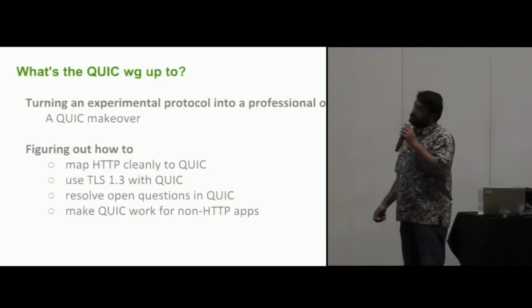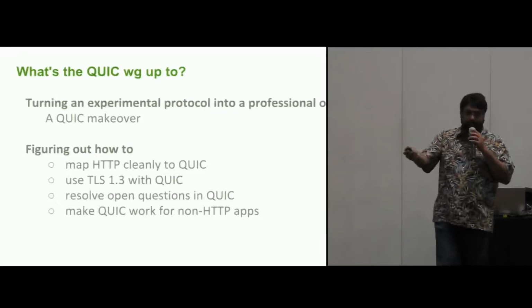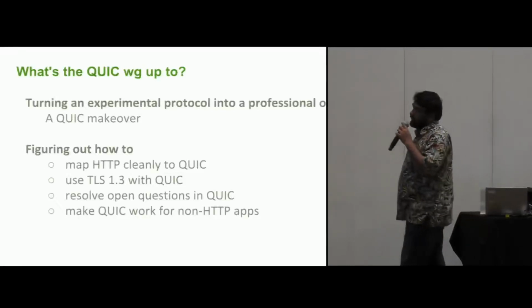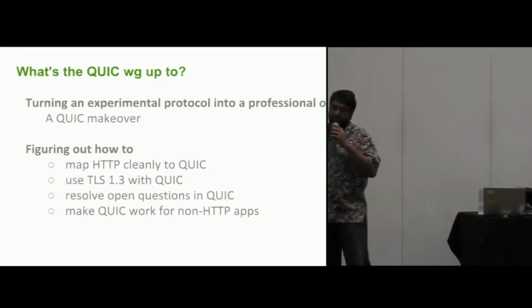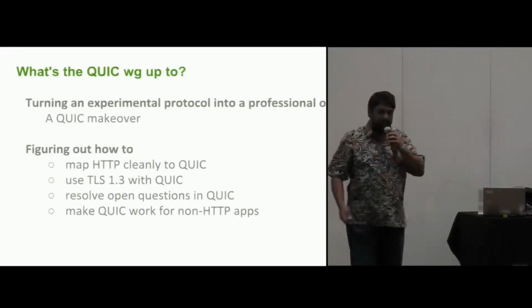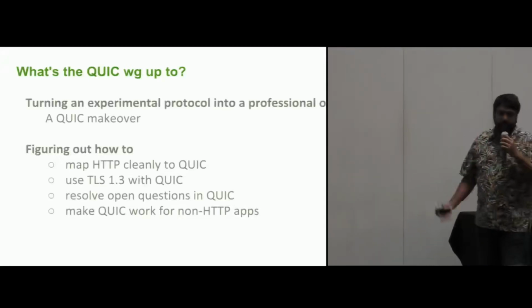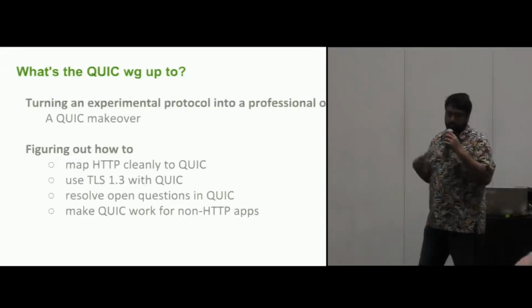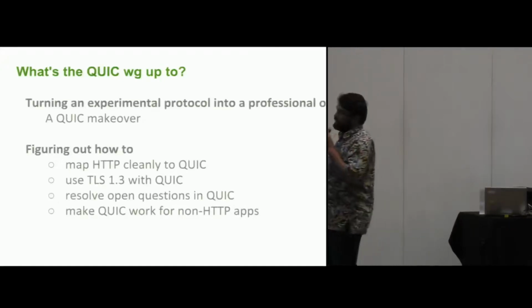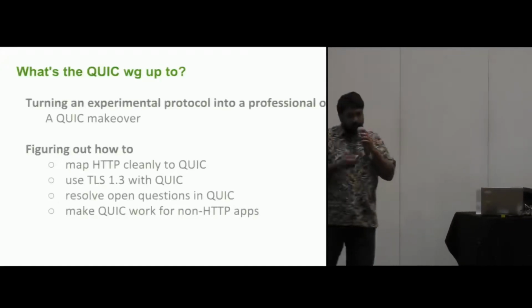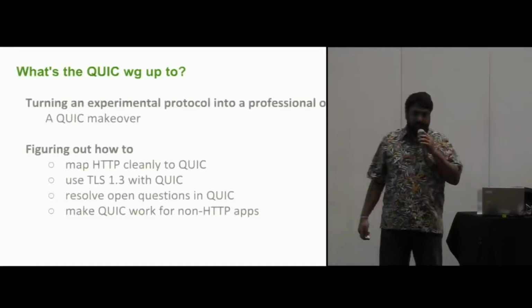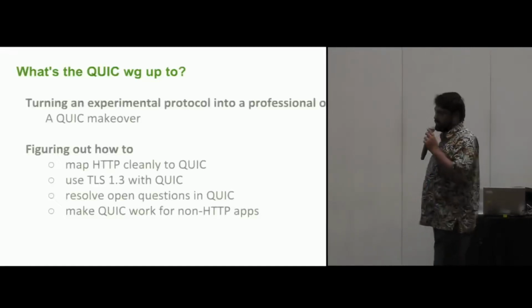So what's the working group up to? I pointed out one example of what we were doing in the working group. But broadly, it's really taking an experimental protocol and turning it into a professional one. It's making it capable of handling all the corner cases that nobody had thought about before. It's a makeover. It's quite a deep number of changes that are happening to the protocol.